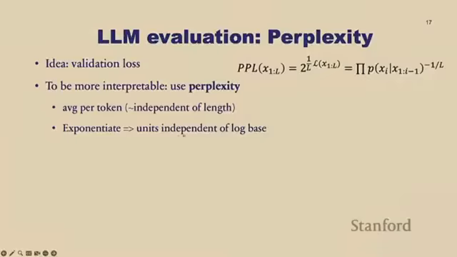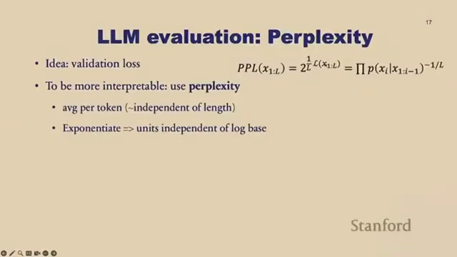The reason you exponentiate is that the loss has a log inside, and one, humans are pretty bad at thinking in log space, but two, logs depend on the base of the log. While when you exponentiate, you basically have everything in units of vocabulary size. And the average per token is just so that your perplexity is independent of the length of your sequence. So perplexity is just 2 to the power of the average loss of the sequence.